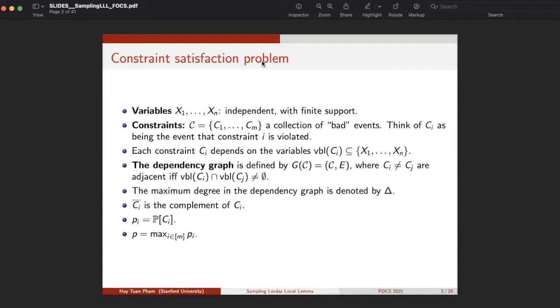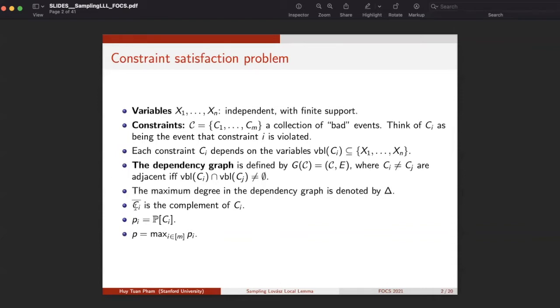And we have a set of constraints C that consists of m bad events. We can think of the event Ci as the event that constraint i is violated. We assume that each constraint Ci depends on a subset of variables V of Ci. And from here, we can construct the dependency graph of the instance, which is a graph on the constraints where two constraints are connected if they share a variable. And the parameter of interest is the maximum degree of the dependency graph, which we denote by delta. So this is what comes up often in the Lovász local lemma.